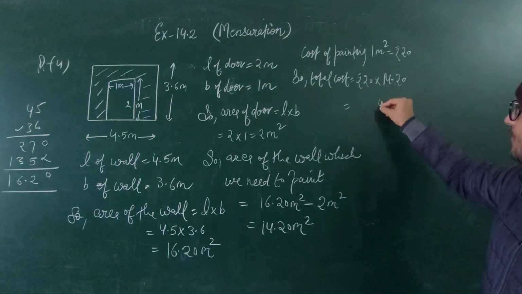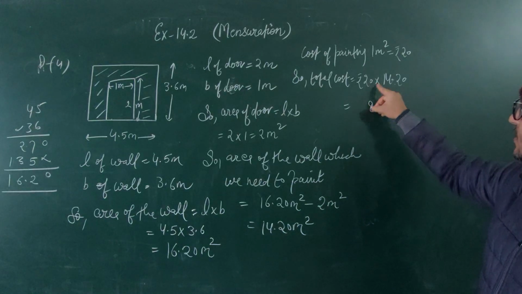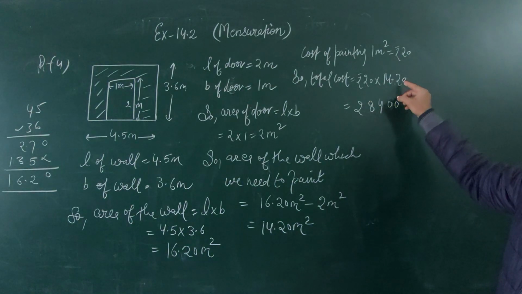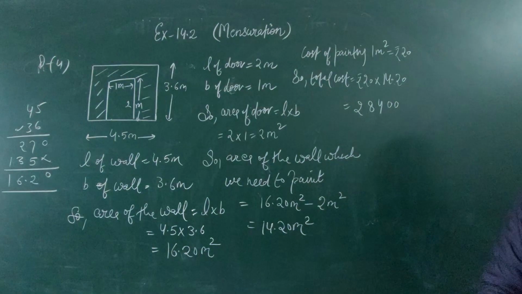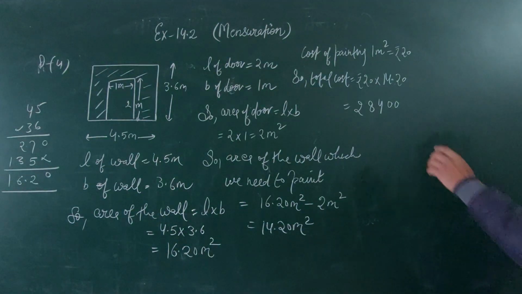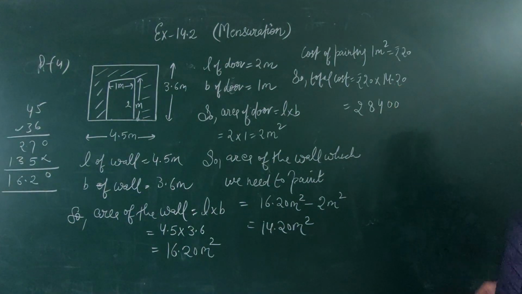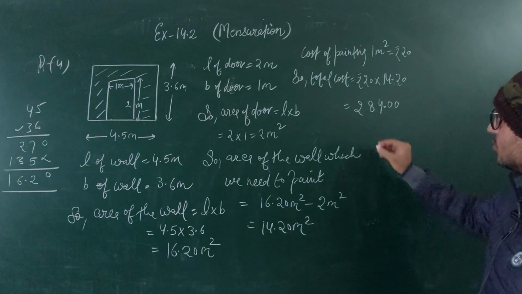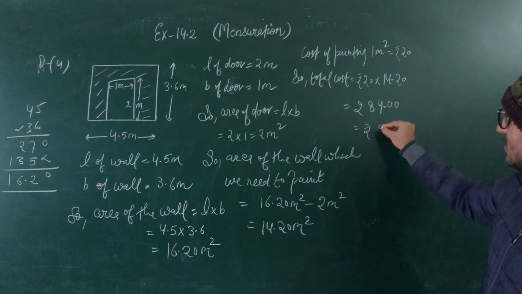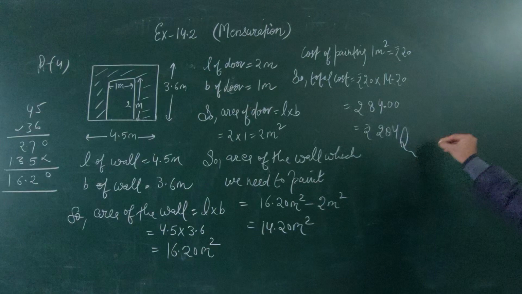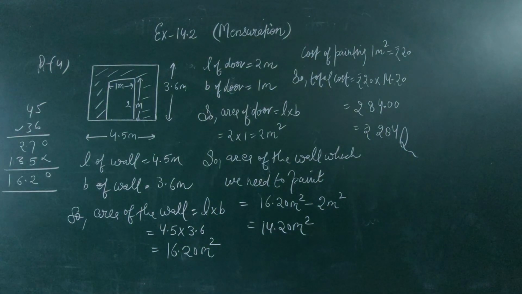2 2 जा 4, 2 4 जा 8, 2 1 जा 2. डेसिमल है 14.20. आफ्टर 2 डेसिमल प्लेस मींस ये 2 प्लेसेस के बाद डेसिमल है, तो 2 प्लेसेस के बाद हम डेसिमल को पुट कर देंगे. So the final cost is ₹284. It is your answer of question number 4. Move on to the next part.